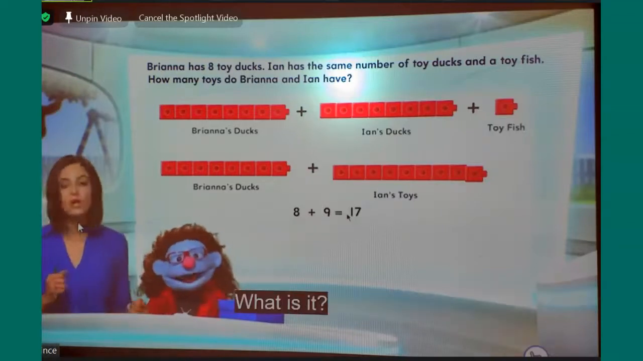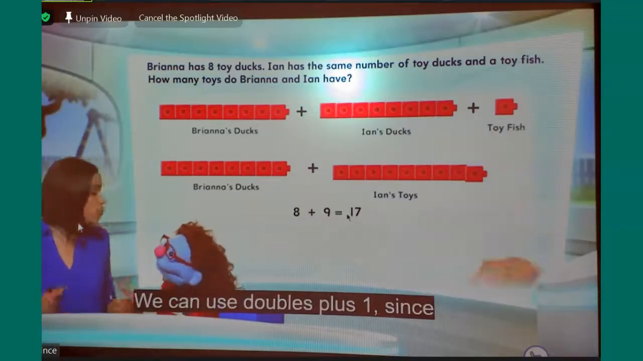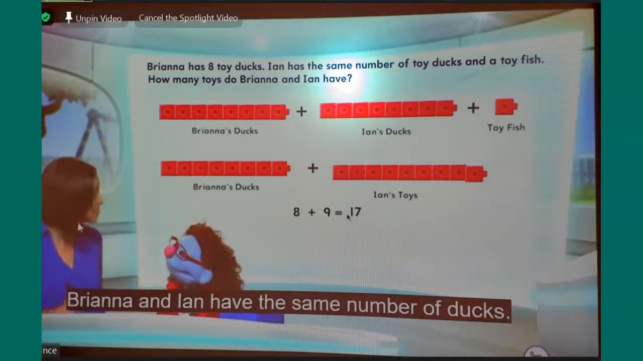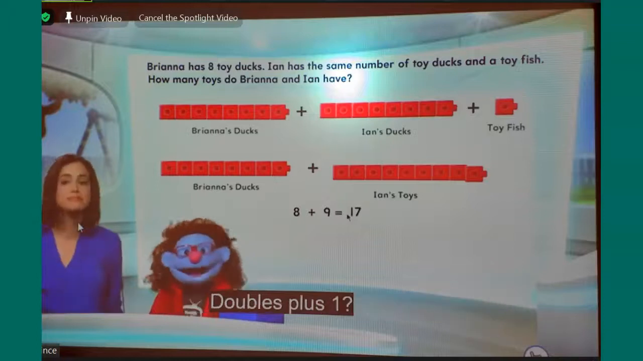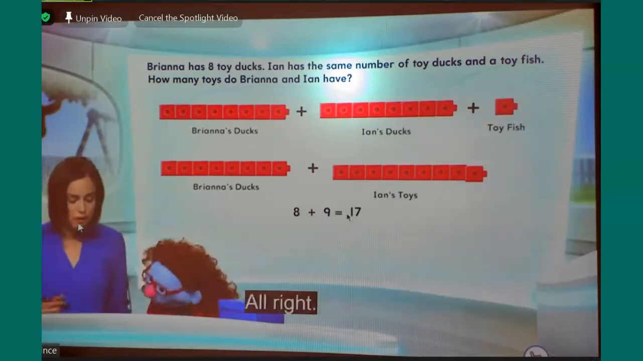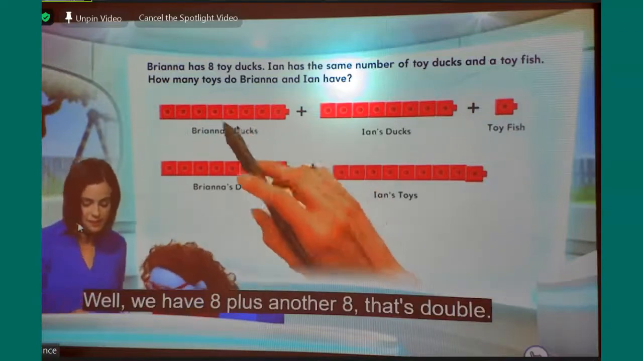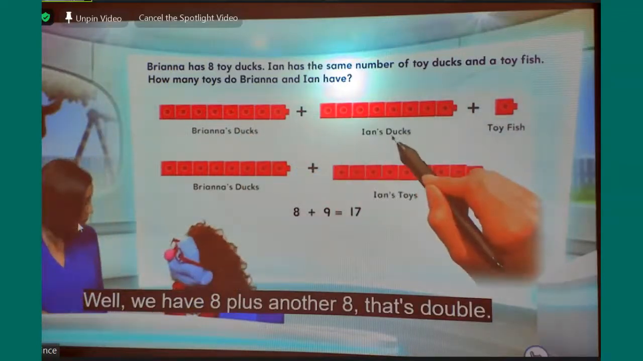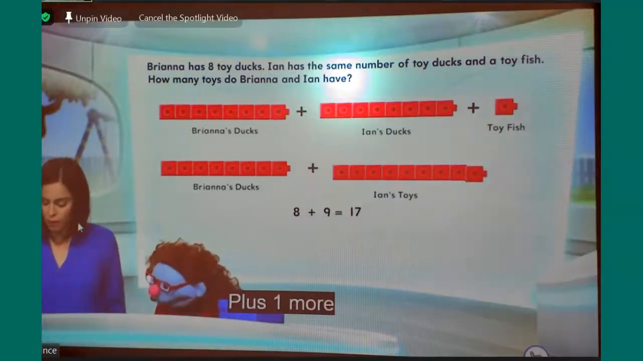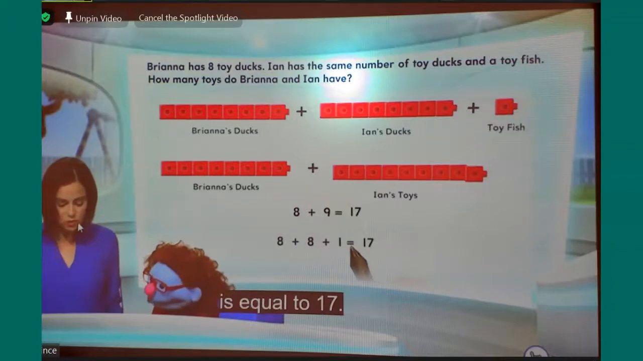Oh, what is it? We can use doubles plus 1 since Rihanna and Ian have the same number of ducks. Doubles plus 1? Yes. Let's do it. Yeah, let me show you how that works. All right. Well, we have 8 plus another 8. That's doubles. That's the double. Plus 1 more is equal to 17.